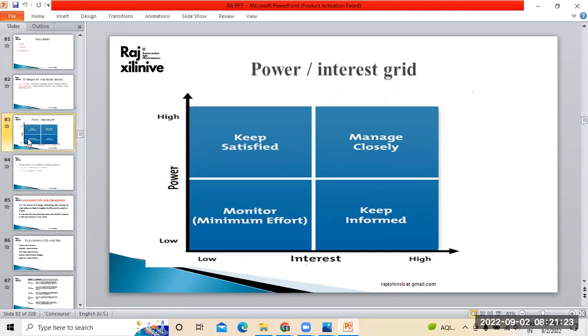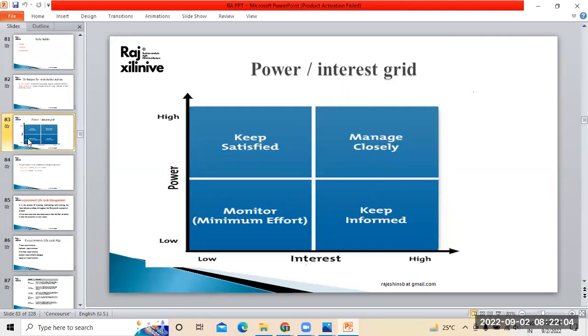Now, when you talk about power and interest as a stakeholder identification field, this is divided into four different parts. One is high power, high interest people, which comes under the first category. Second category, high power, low interest people. Third category, low power, high interest people. Fourth category, low power and low interest people. This is how we generally segregate it.